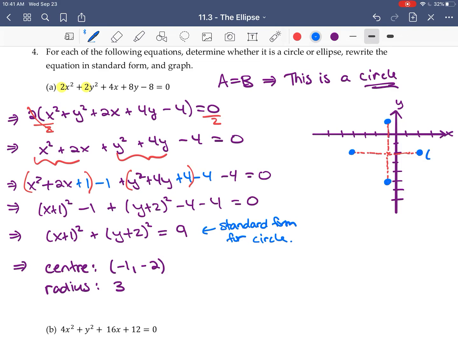Okay, so this point over here is at 2, -2. This one's going to be at -4, -2. Here I keep the -1, and it's -1, 1. And here it's -1, -5. And then we can just connect these, and we get a circle. Okay, so that would be our graph for part A.